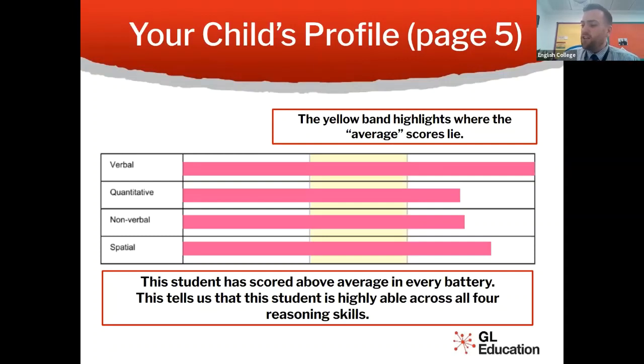When you turn the page, you'll see on page 5 your child's name, year group, etc., and it will have the different batteries of verbal, quantitative, non-verbal, and spatial. In the middle there's that yellow section. All that highlights is where most children who take the CAT4 test in whatever year group normally lie in regards to their verbal, quantitative, non-verbal or spatial skills. So you'll be able to see your child's profile just there.